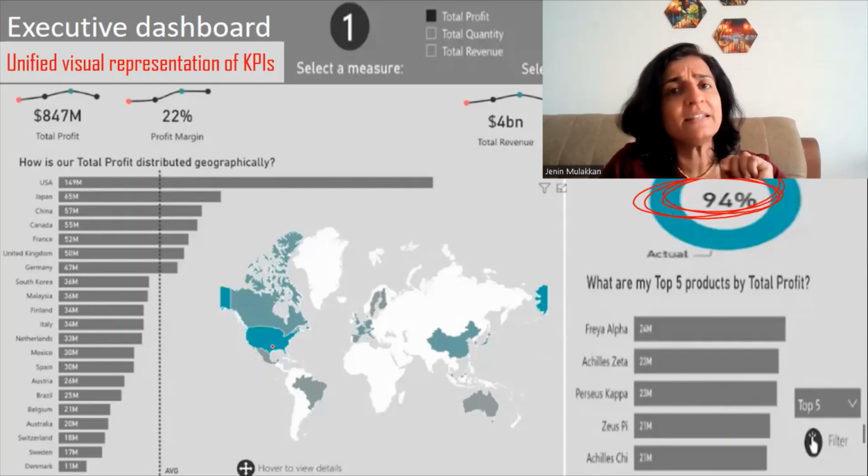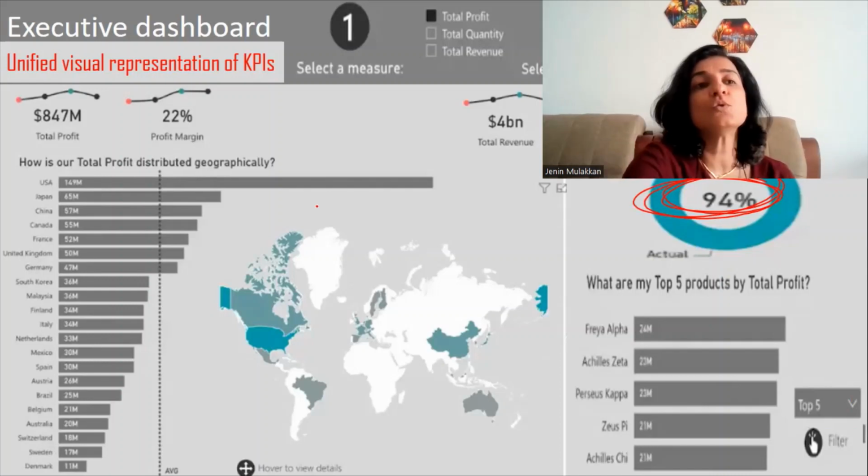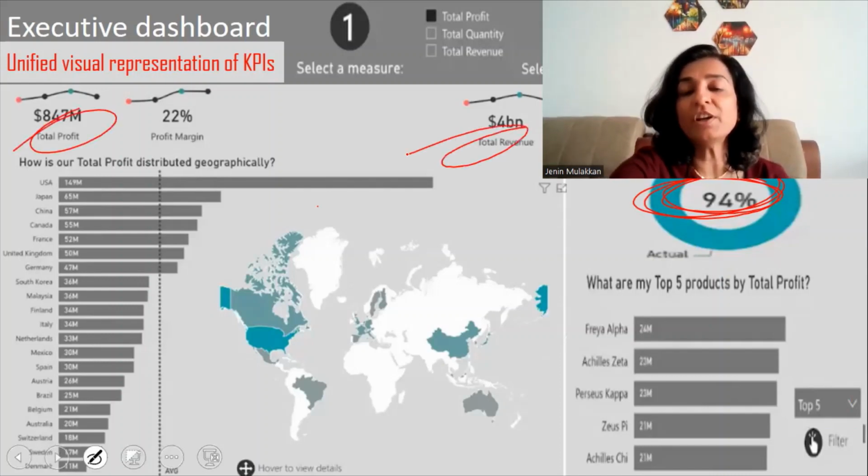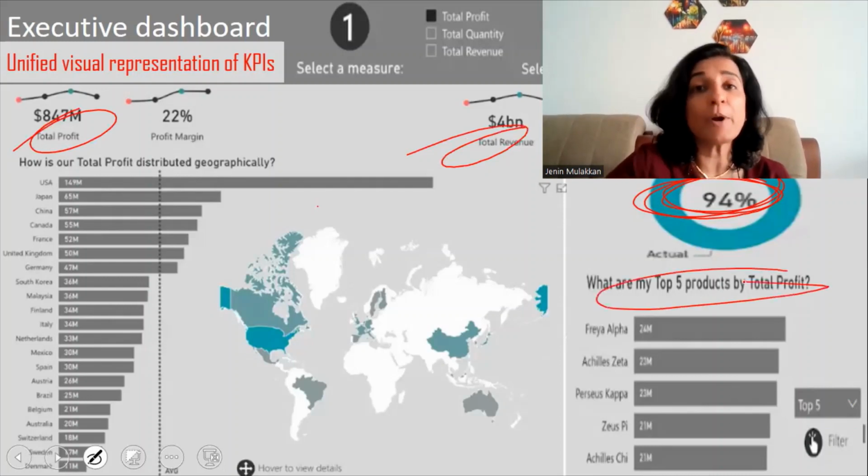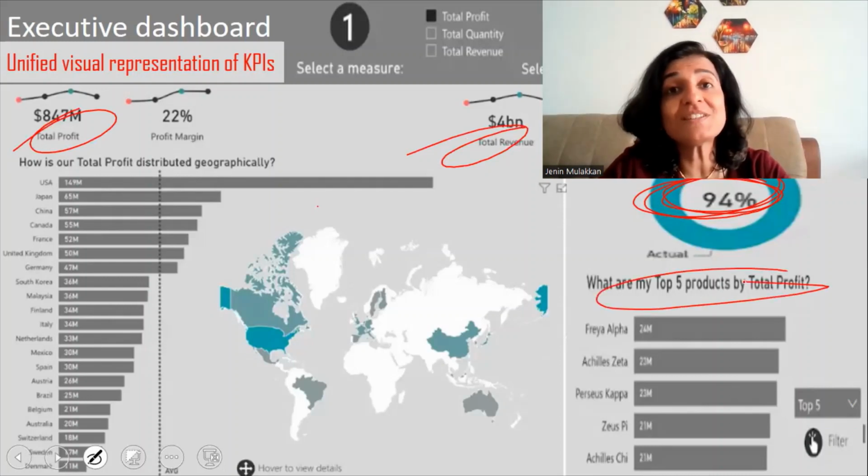Now, if you had noticed, these are all internal information. That is, what is the profit of the company? What is the revenue of the company? What are the top 5 products? Now, the executive information system throws light on the external information also. So let's take a look.